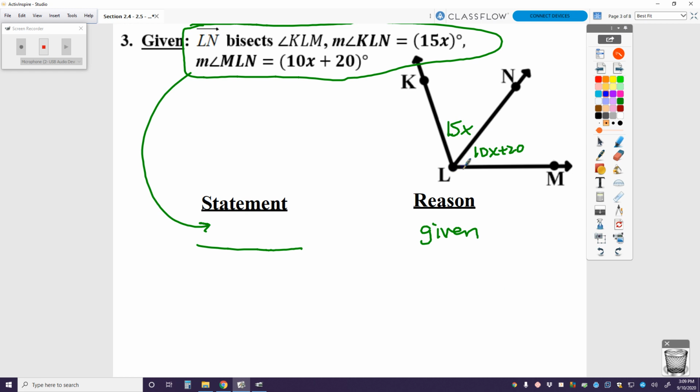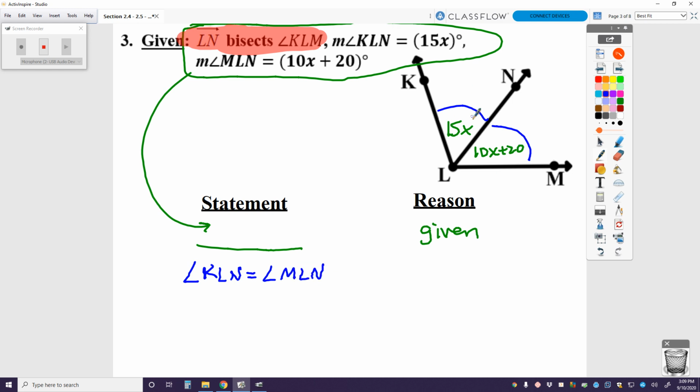You may be tempted to use the angle addition postulate, little angle plus little angle equals big angle, and you could write that out. But we would run into a problem in the substitution phase because we don't have an algebraic expression for the value of angle KLM. What we do need to use is this piece of given information right here, that ray LN bisects angle KLM. That means this ray is bisecting this angle into two smaller equal angles. And so we know angle KLN is equal to angle MLN.